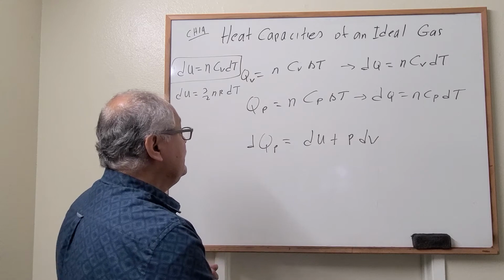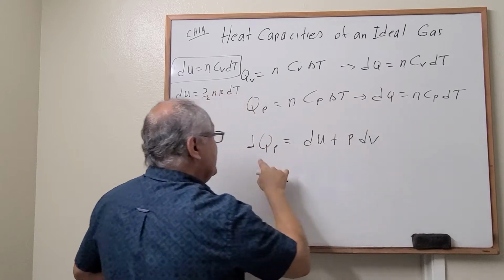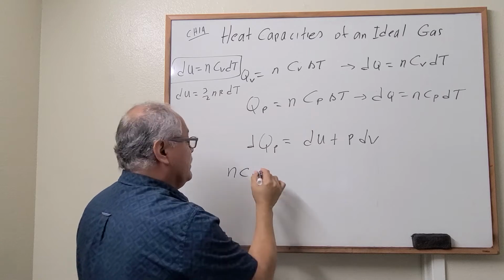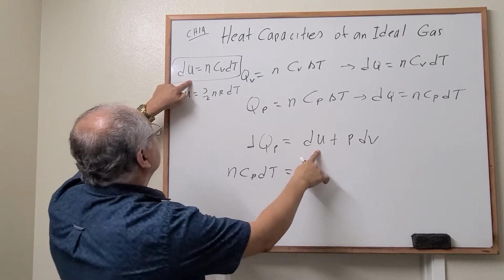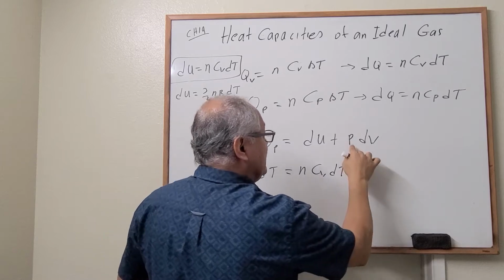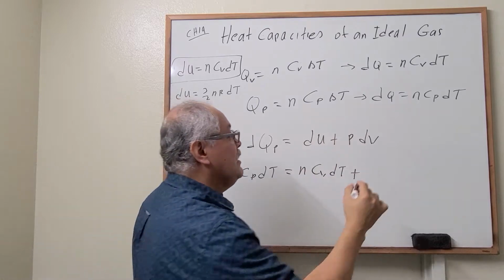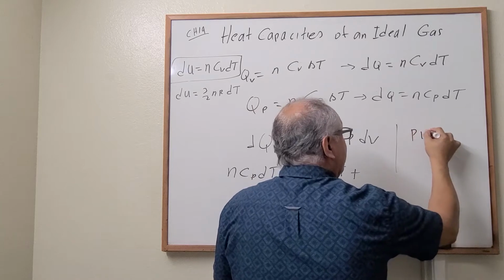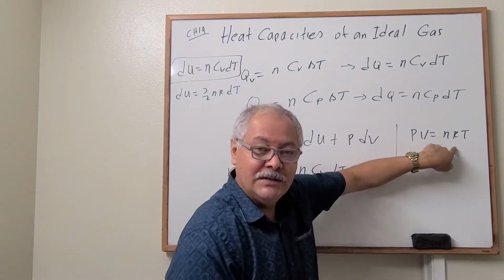Now let's continue. When we substitute this value right here, what do we have? n molar heat capacity at constant pressure dT is equal to dU. We found this is equal to n Cv dT, plus now the pressure is constant. Let's see what happens in this case. Look, using the ideal gas law, PV is equal to nRT. Let's take the derivative of these two parts, and what do we have?